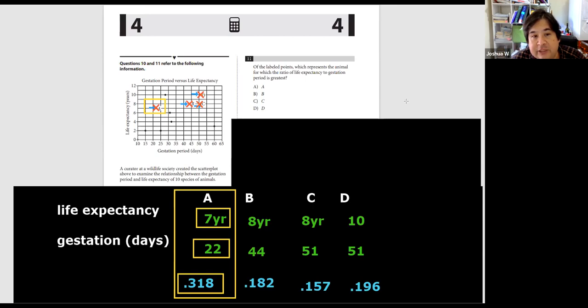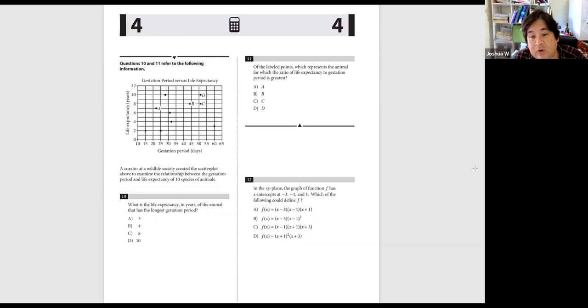All right, any questions? It is a wildlife study though, so maybe it's a small animal, so it's safer in the wild. Maybe it's harder for predators to get to this animal. I don't know, but yeah, that is surprising. So only a 22 day gestation period and it survives for 7 years according to this wildlife study. Very good. Let's move on to the next one.